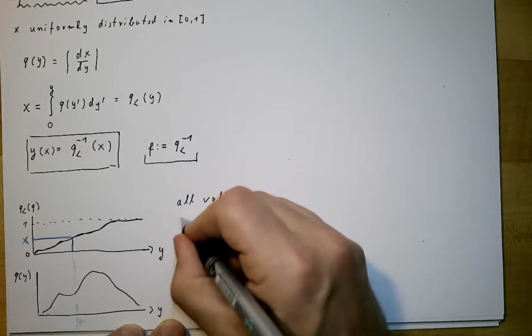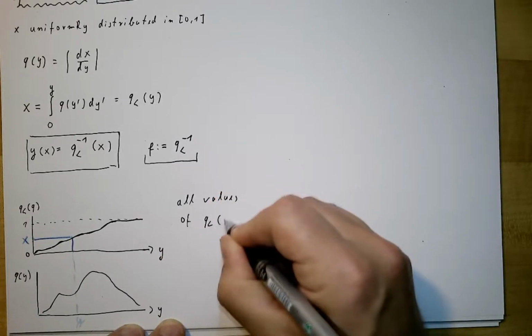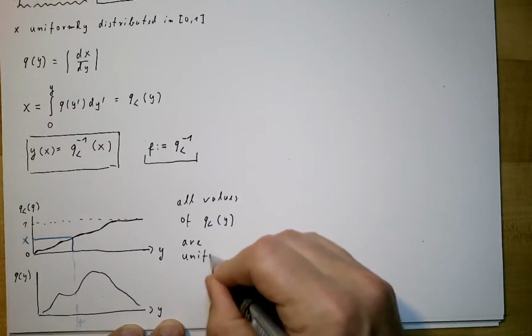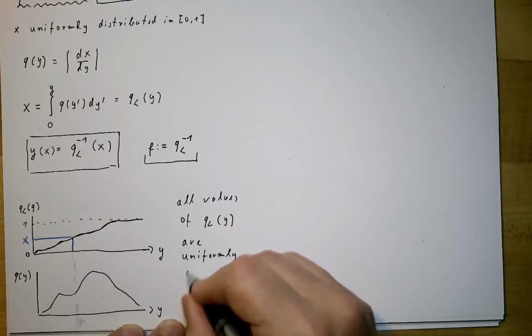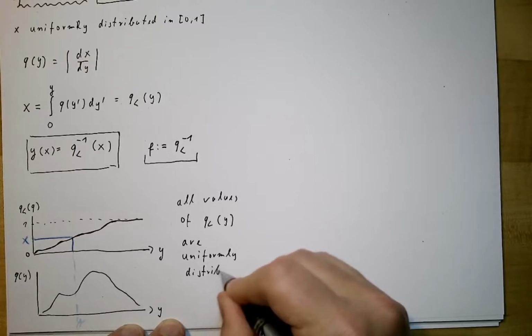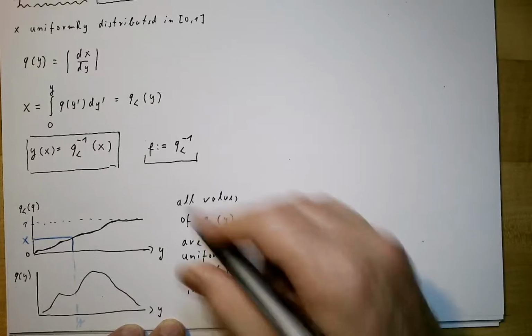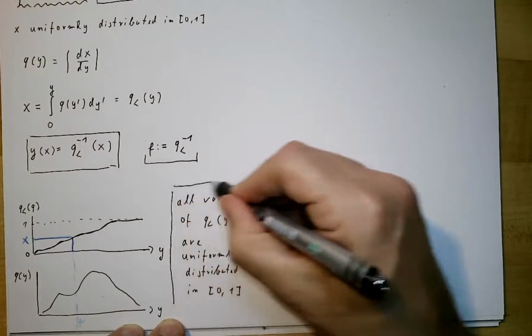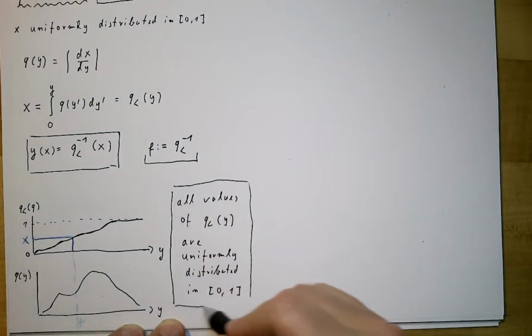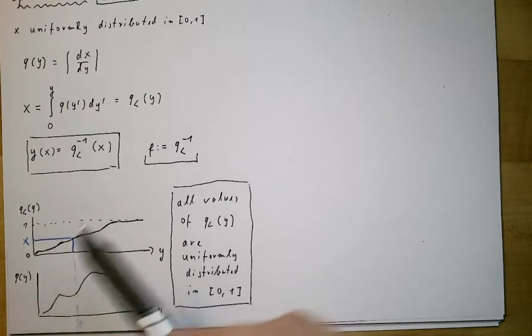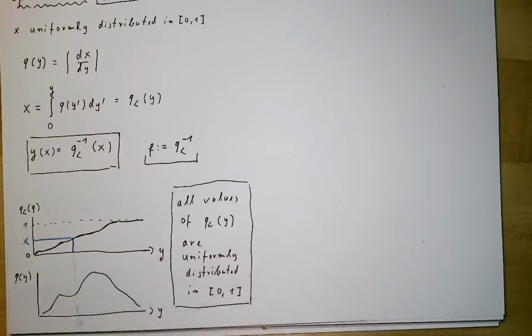All values of the cumulative distribution are uniformly distributed between 0 and 1. This is a general statement for continuous random variables. So that's also one of the advantages of the cumulative distribution. It has these nice properties. For example, every value here appears with equal probability.